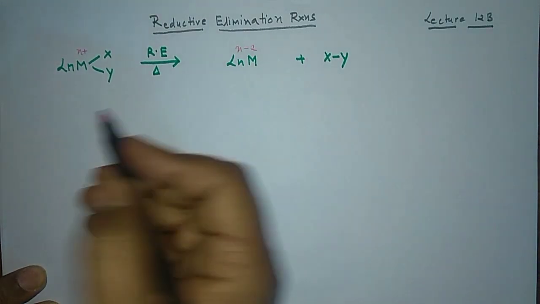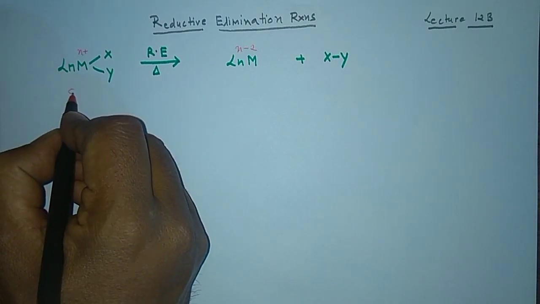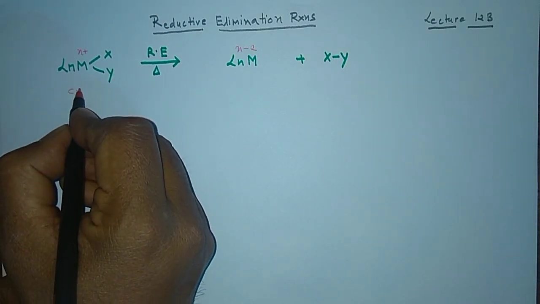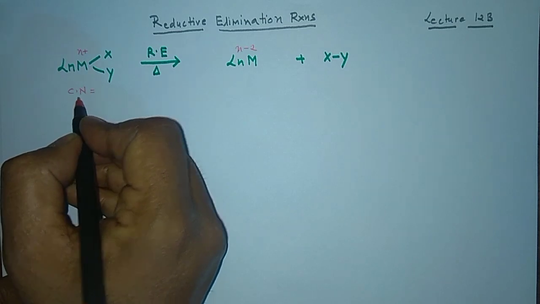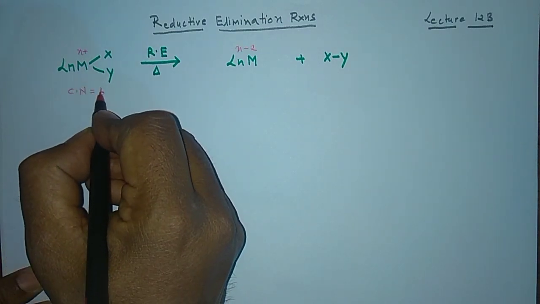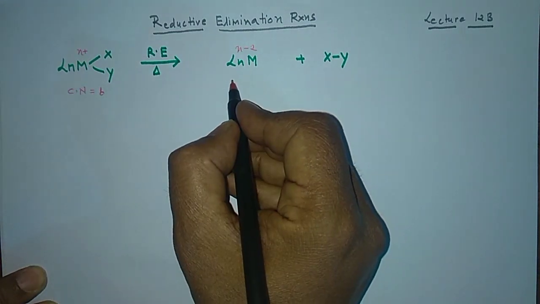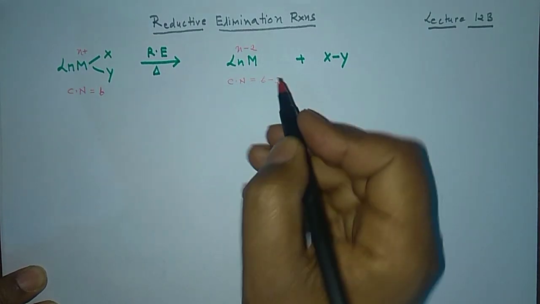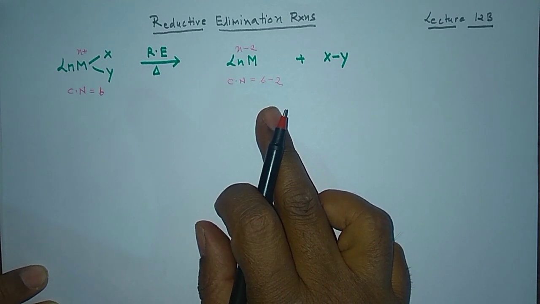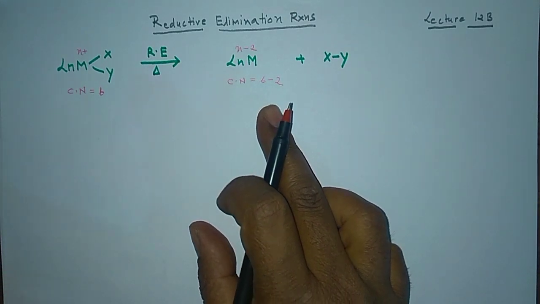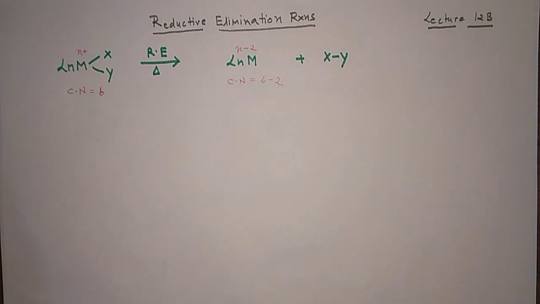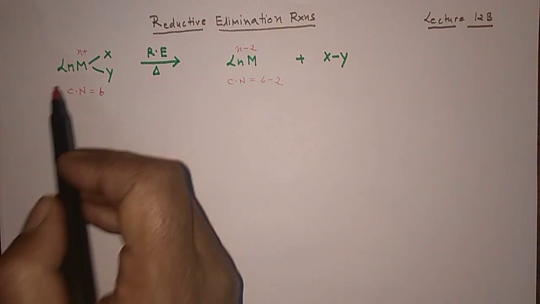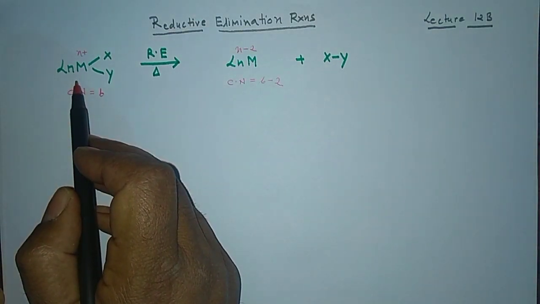Again, you can focus on the coordination number also. For example, say the coordination number is B, then in that case the coordination number would be B minus 2. So what is the hallmark of the reductive elimination reaction? The hallmark is that when the substrate undergoes this reaction, the oxidation number as well as the coordination number of the metal are reduced by 2.